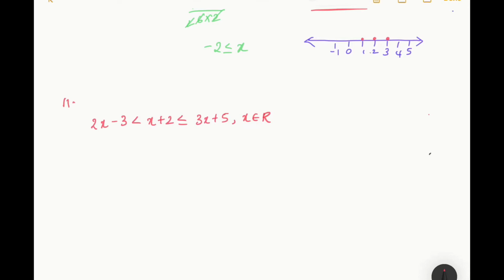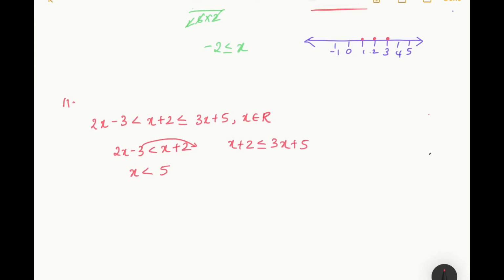x belongs to R. So take this separately. What do you get? 2x minus 3 less than x plus 2. Taking them together, 2x minus x is x, less than 2 plus 3. This 3 goes that side, it will become plus. So it's 5. Then again the other side, what you are getting? x plus 2 less than or equal to 3x plus 5.